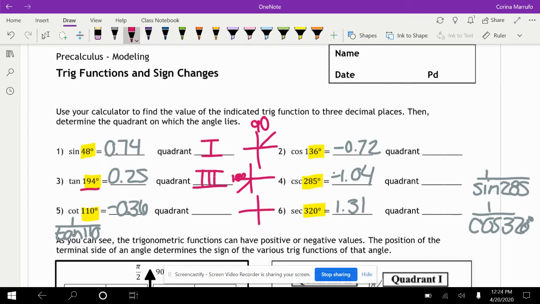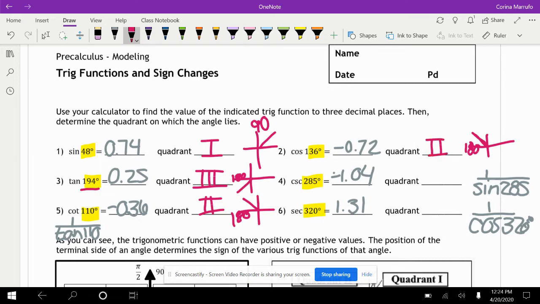Then we have the next one. We have cotangent of 110. Since this is 180 right here, that means 110 would land in the 2nd quadrant. Move on to the next one, cosine of 136. Again, this is 180. So that means that 136 would be right here in the 2nd quadrant also.